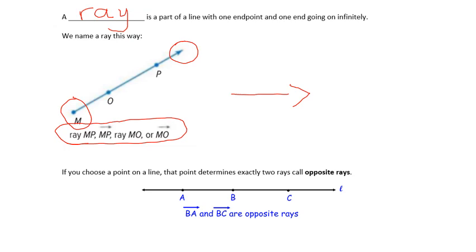Now, a different way of thinking about rays is below, where we talk about opposite rays. If you look, it says BA and BC are opposite rays. Well, here's BA going to the left, and here's BC going to the right, so they're opposite.